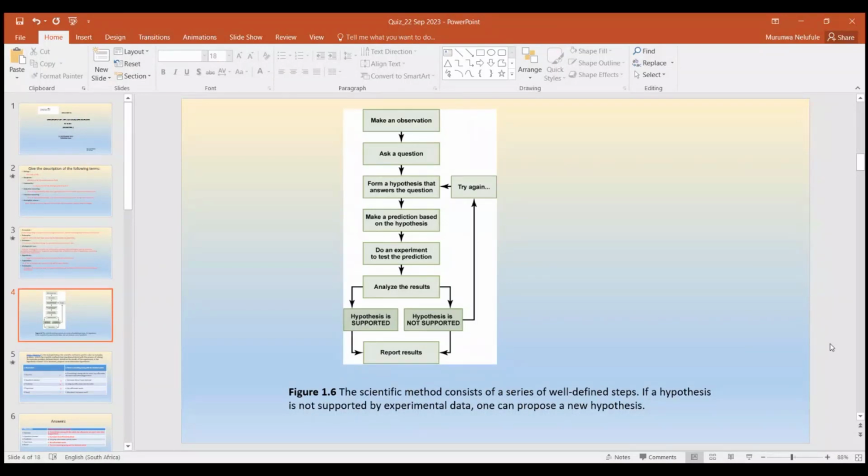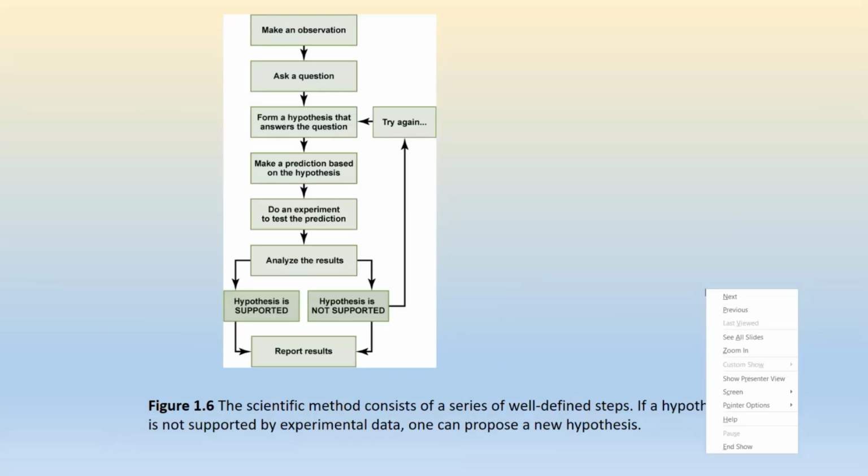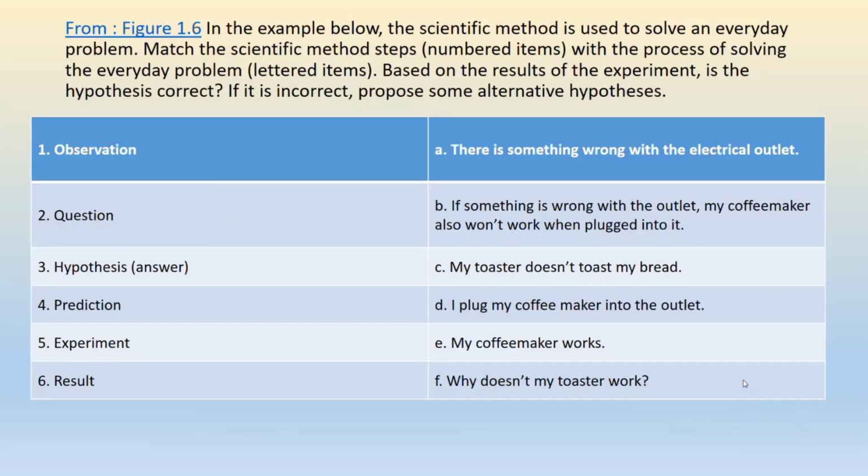an observation, ask a question, form a hypothesis, make a prediction, do an experiment, analyze the results, and report the results. When reporting, after you report the results, you have to put some discussion there and give some concluding remarks, so that you are able to give out what it is your experiment.